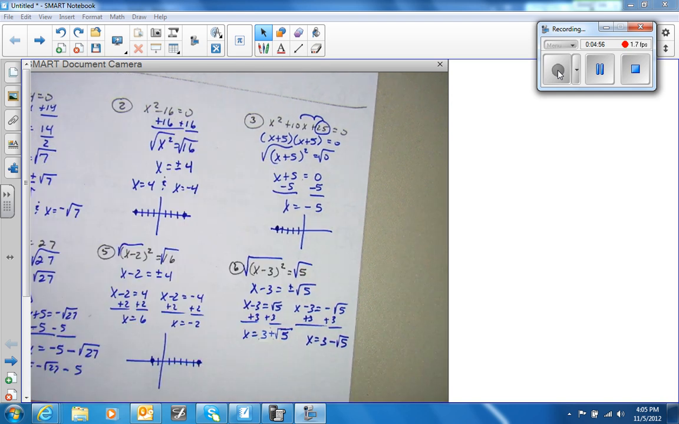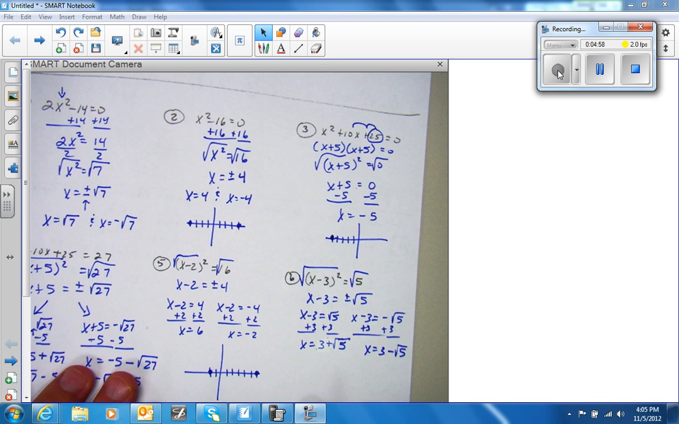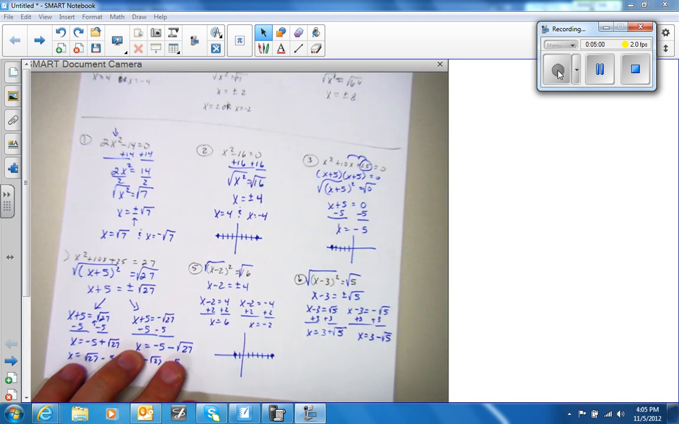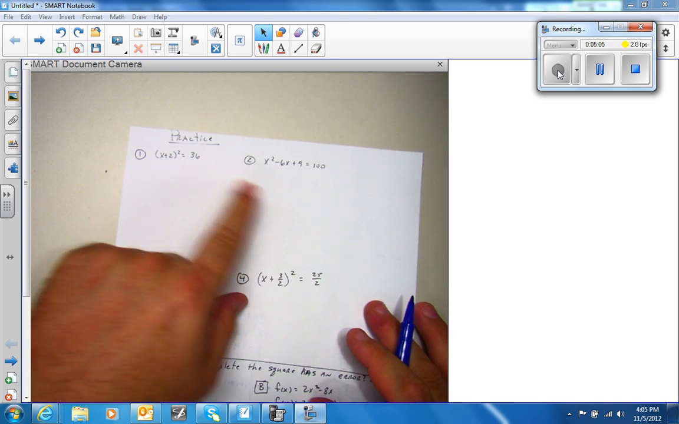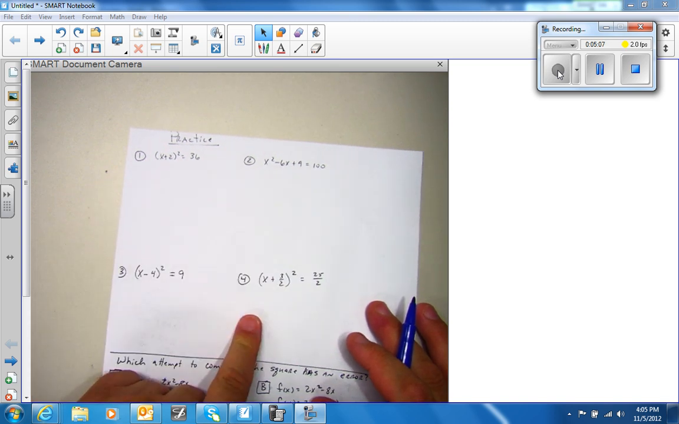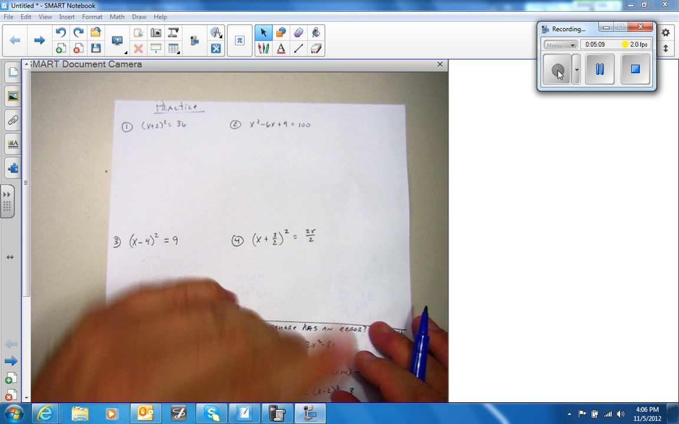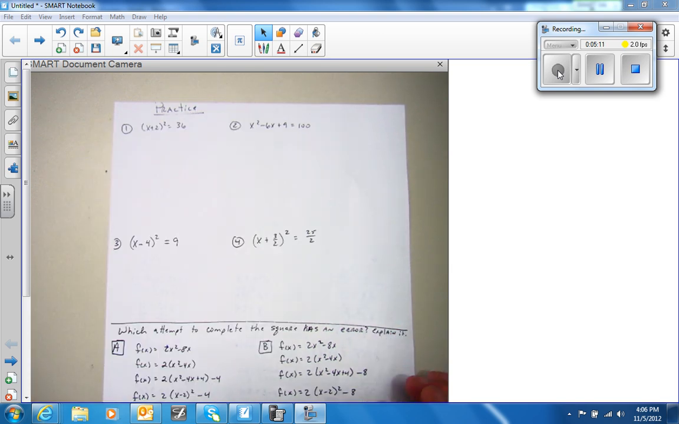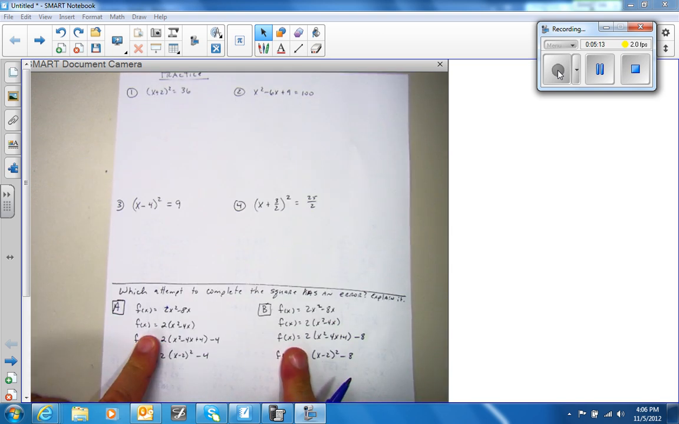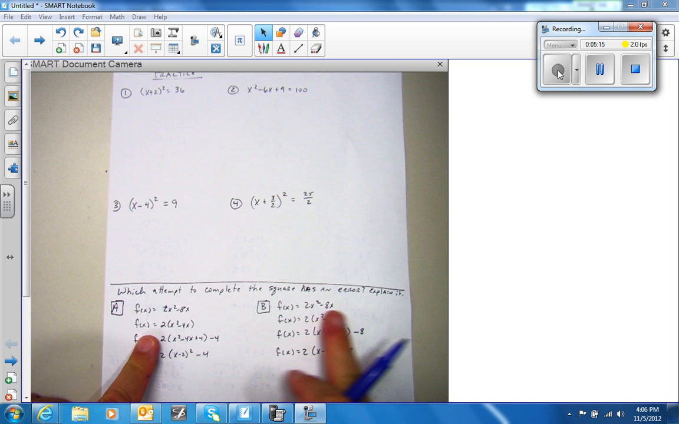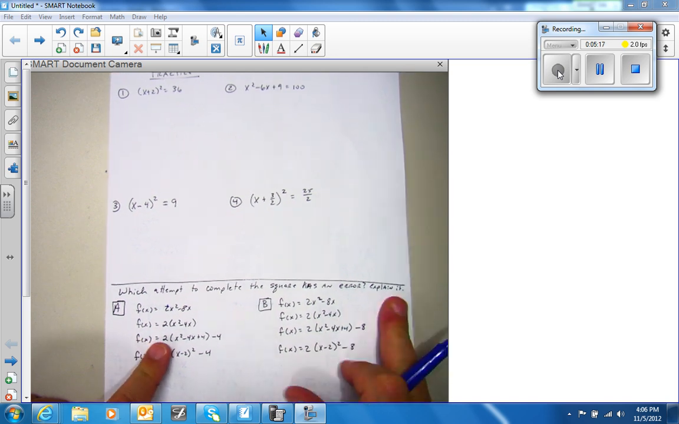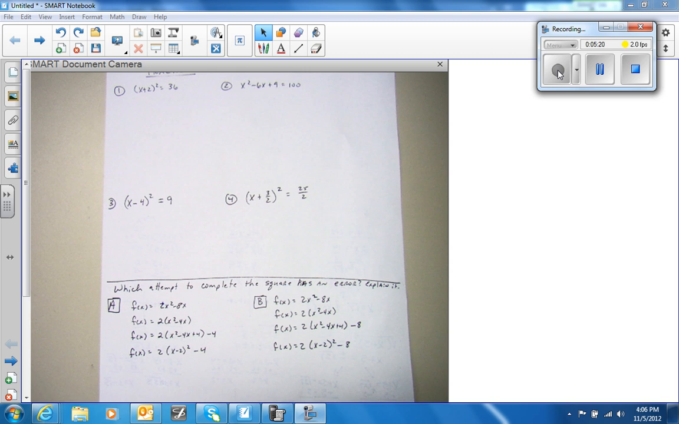All right, so you're going to take this, make sure you understand how to do it, and you're going to incorporate that on the back side. So you have four problems to work. So you're going to take the square root of both sides or factor, whatever you got to do. And then down here, you need to attempt to complete the square. Which one of them has an error, and you need to explain it. Thank you very much, and that is today's lesson.